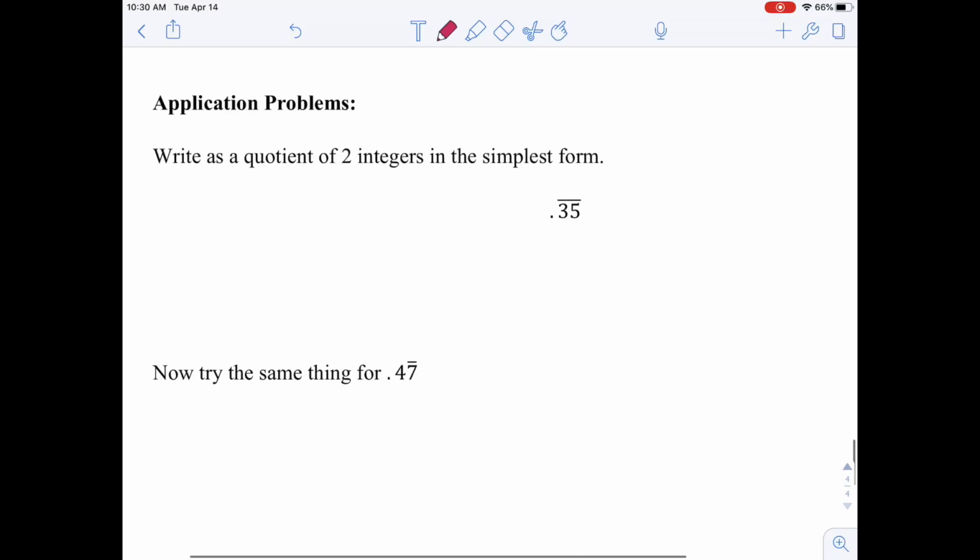Okay, so now we'll look at some application problems. I'm still using all the formulas that we've learned already to get ourselves through these. So write this first problem. It says write as the quotient of two integers in simplest form. So it wants to take this decimal and basically do what we were doing earlier.